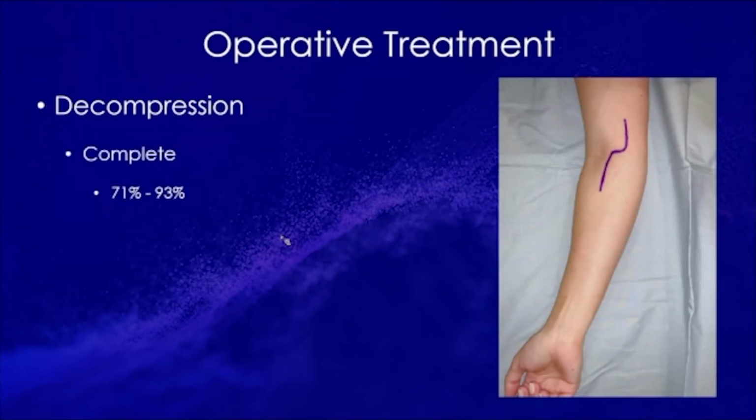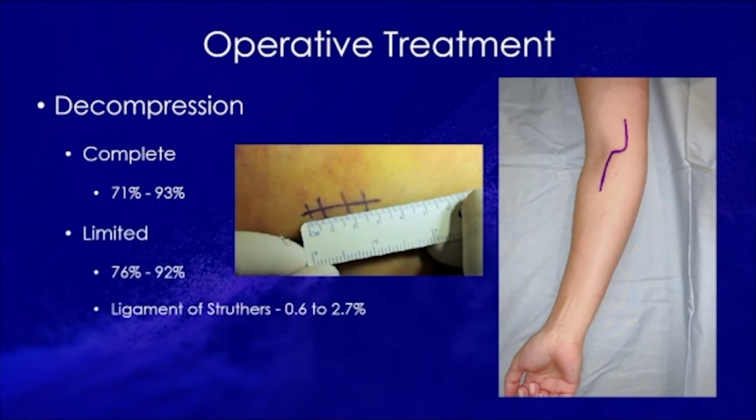So we can do a complete release, where you are releasing all four sites of compression with good results, 71 to 93%, or we can do a limited release. We're just releasing those specific sites that we are specifically concerned about, with really, based on the current data, very similar results.